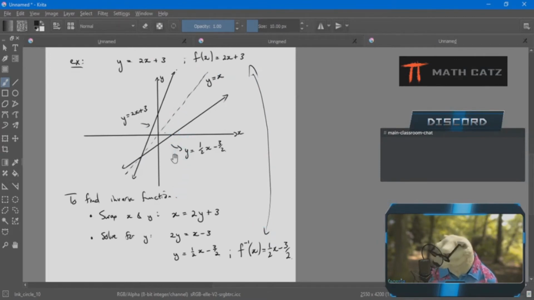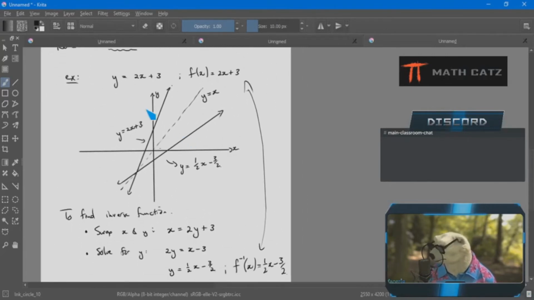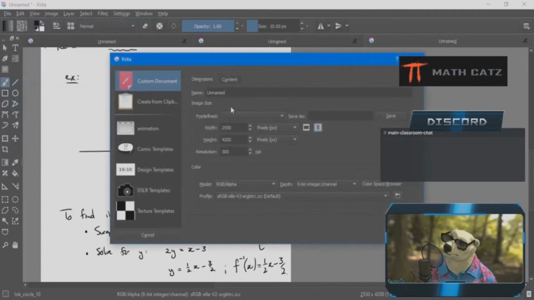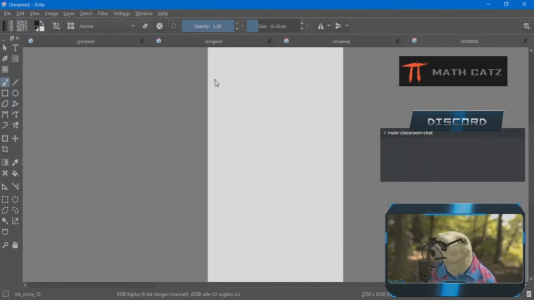Come on, stupid line. I'm gonna make a new page. I'm running out of space here. This is annoying me. Let me just make a new page.